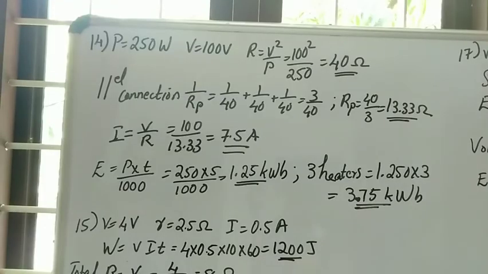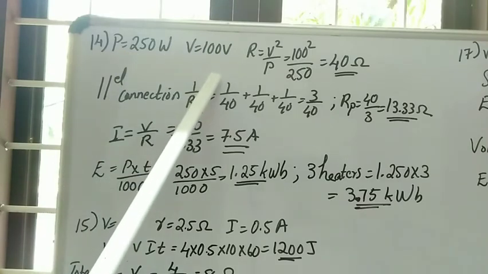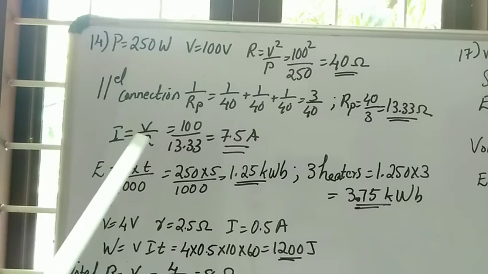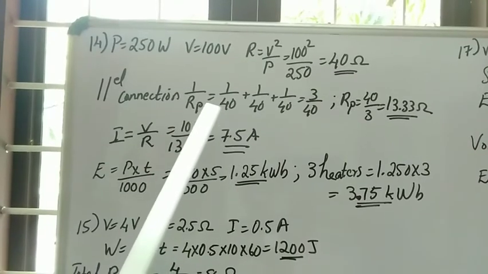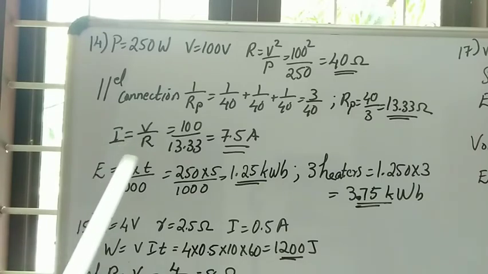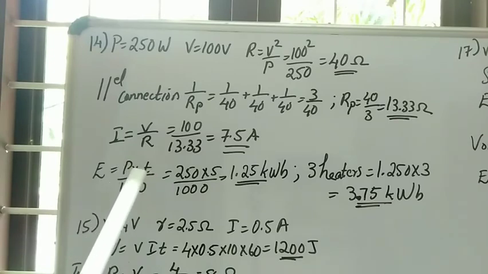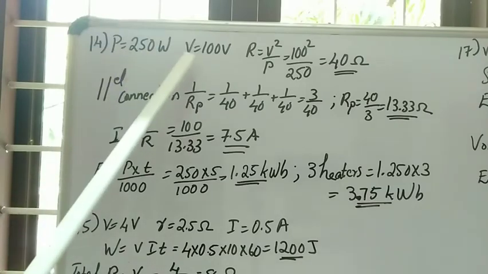Next, question number 14. 3 heaters, each rated 250 watt, 100 volt. So power is given 250 watt and the voltage is 100 volt. They are connected in parallel to a 100 volt supply. Calculate the total current taken from the supply. Then the second sub question, the resistance of each heater, and the third one, the energy supplied in kilowatt hour to the 3 heaters in 5 hours.